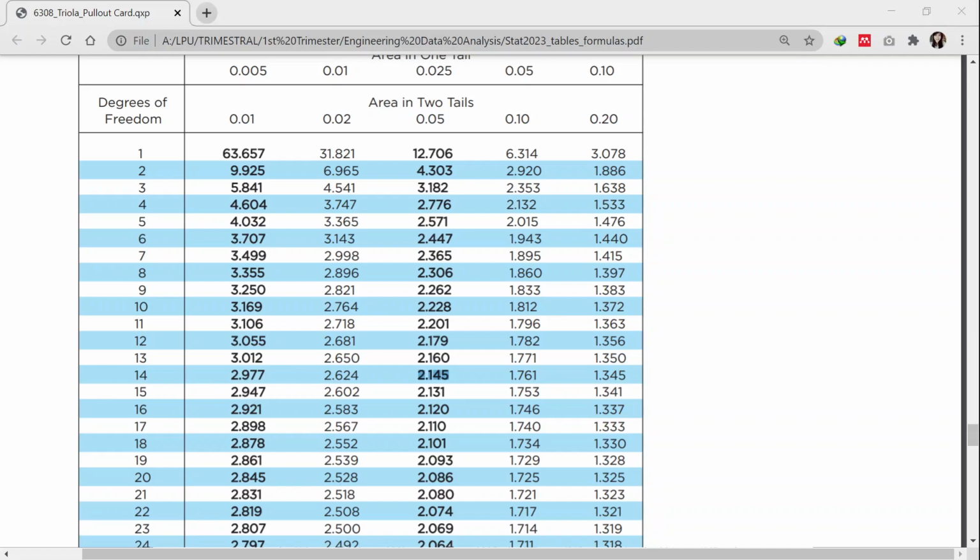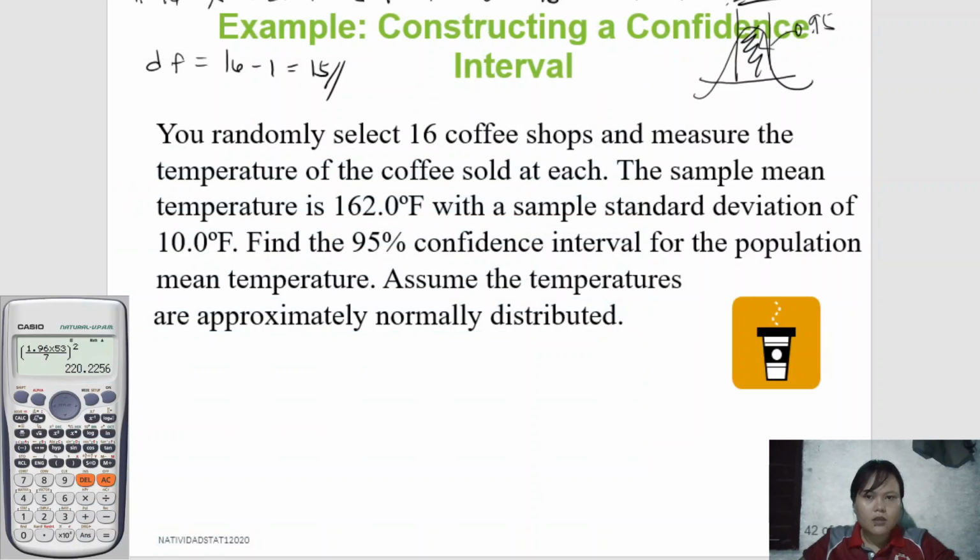15.05? 0.025. 0.05. 15.05. That's 2.131, positive, negative 2.131. So, let me just get back. So, this is 2.131. Okay? So, those are our values.